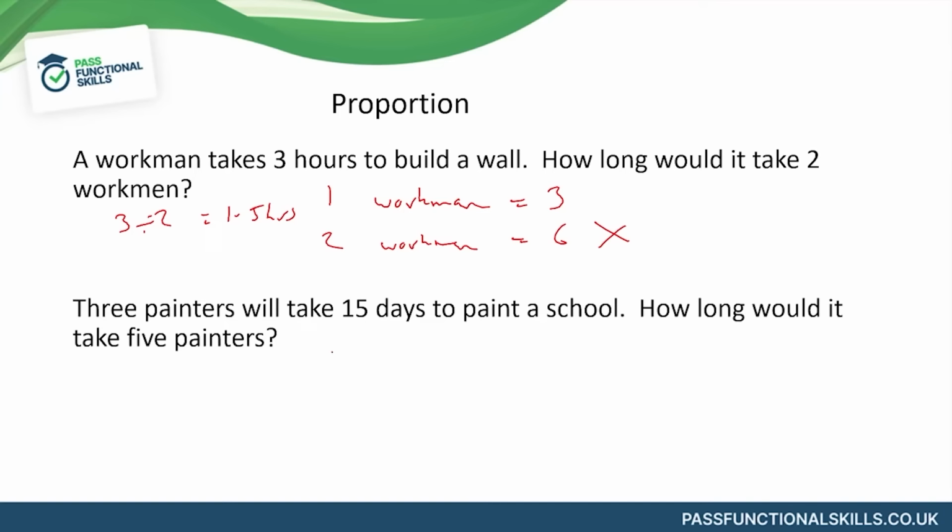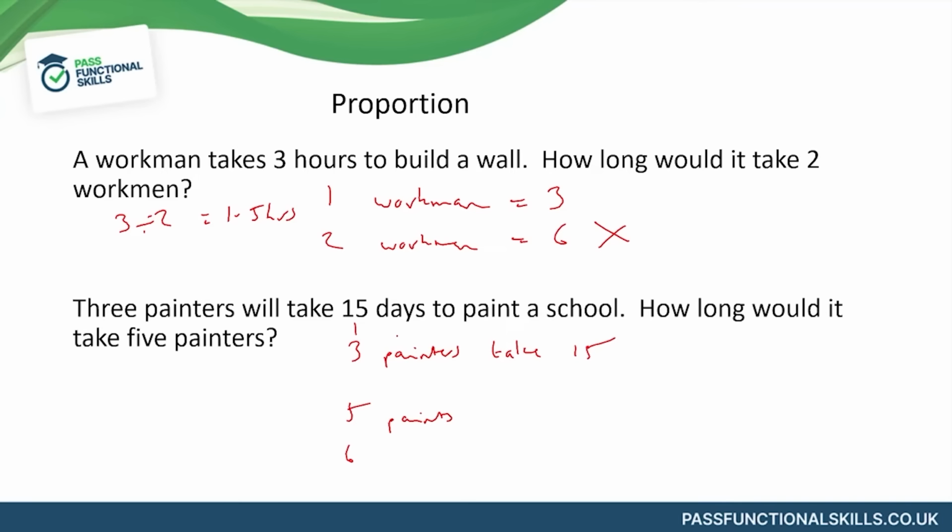Okay, let's take a look at this next example. We know that 3 painters take 15 days. How long would it take 5 painters? Okay, well this is a bit of a pain. If it was 6 painters, well that would be nice and easy. That would be double the number of painters, so half the time. So how do I go from 3 to 5?